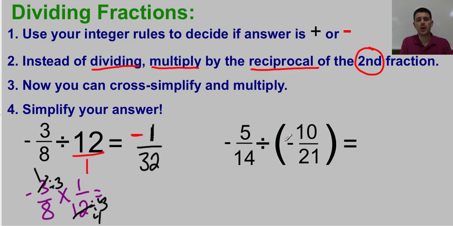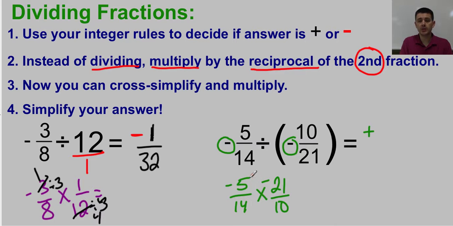Try the next one. A negative divided by a negative. A negative divided by a negative cancels out and becomes a positive. Then I rewrite the problem. First fraction stays the same. Instead of dividing, I make it into multiplication, but the second fraction becomes its reciprocal. We flip it upside down. So 21 over 10.